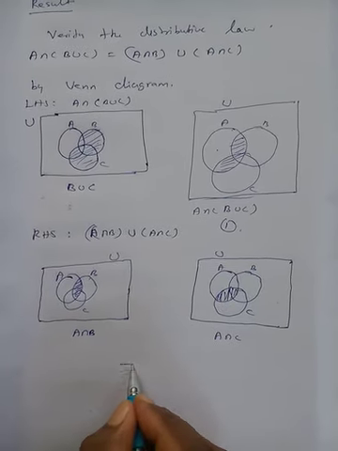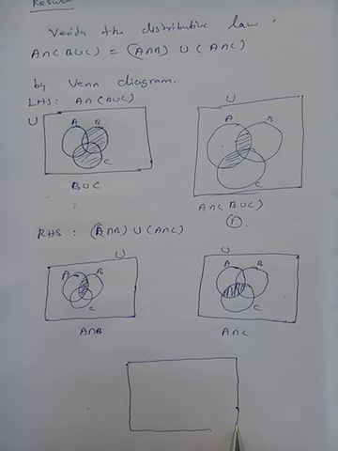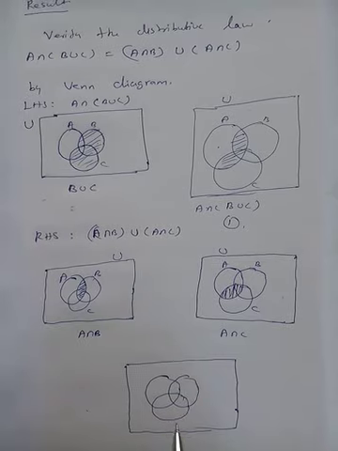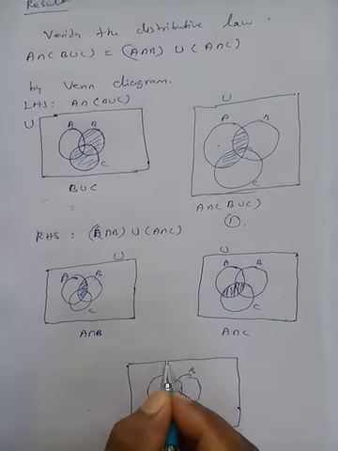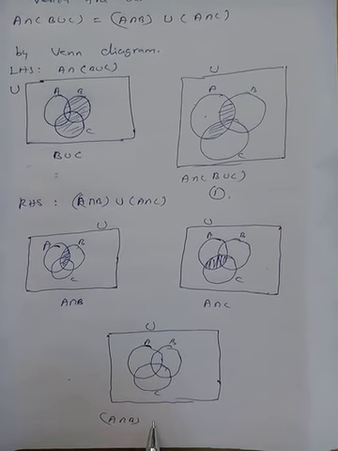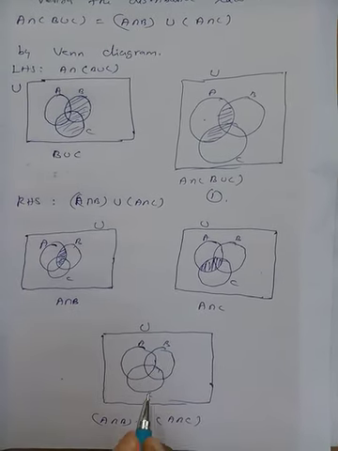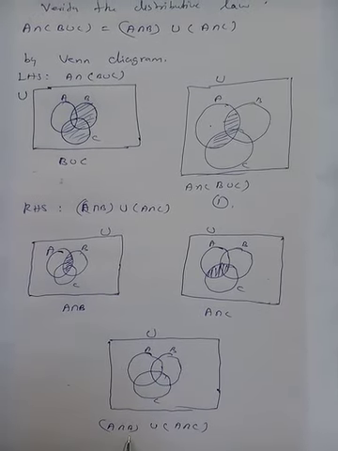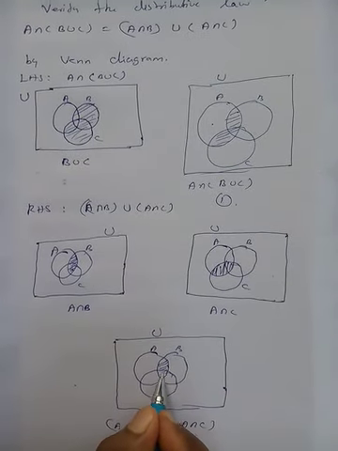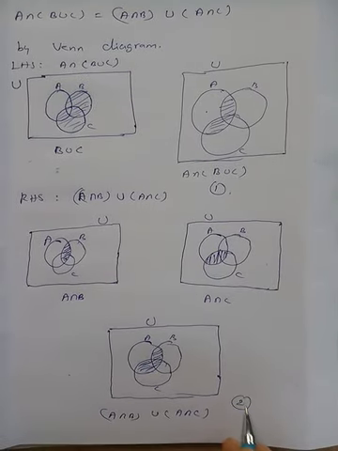Now the last diagram. A, B, C, universal set. This is (A intersection B) union (A intersection C). So the common regions are either in A intersection B or A intersection C. So combine these 2 regions. This is considered as number 2.